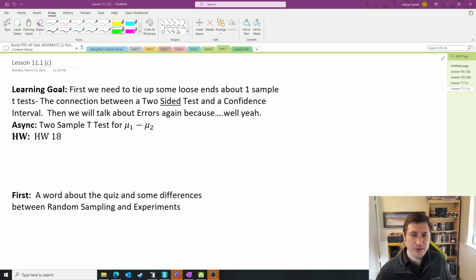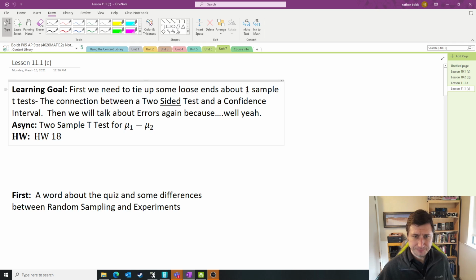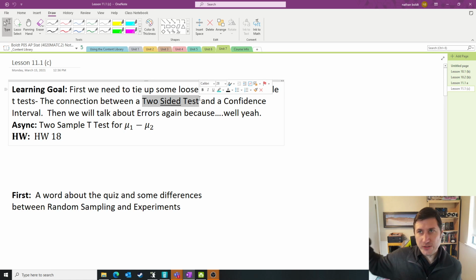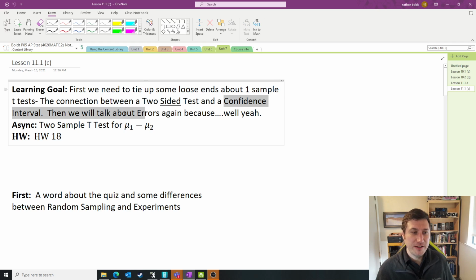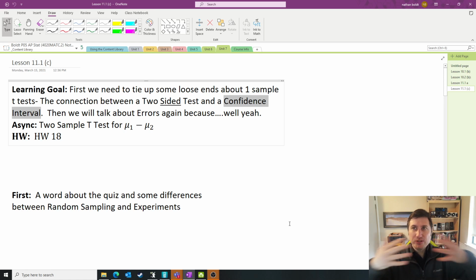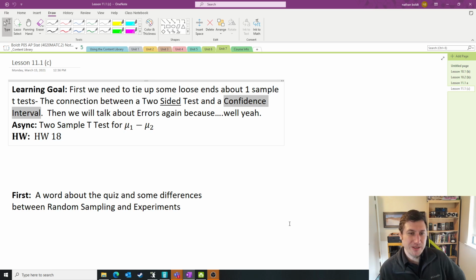So the connection that we need to make today is about one-sample t-tests still. Hopefully you feel pretty good about those after the last lesson and the video. But there's a connection here between a two-sided test, so not a two-sample, but a two-sided test, and a confidence interval that I want us to see. There's a real strong connection between those two. We're going to look at that here today.